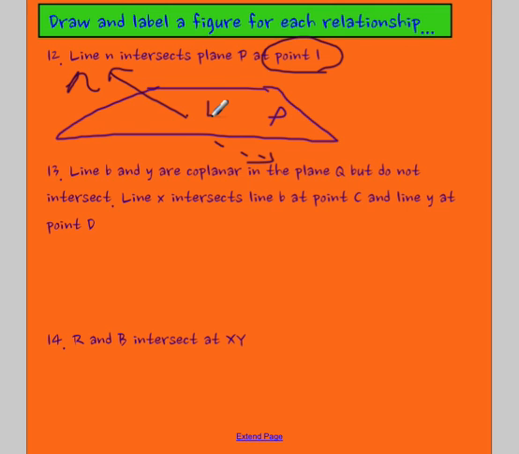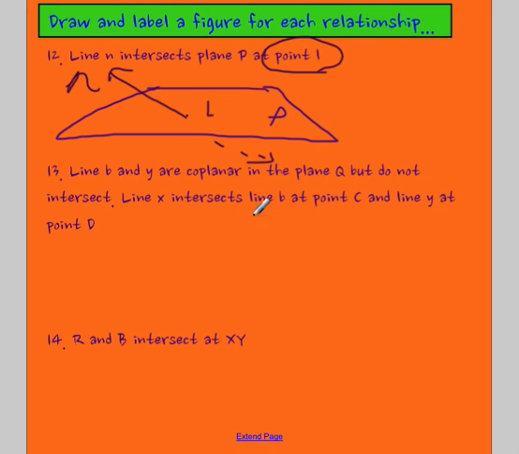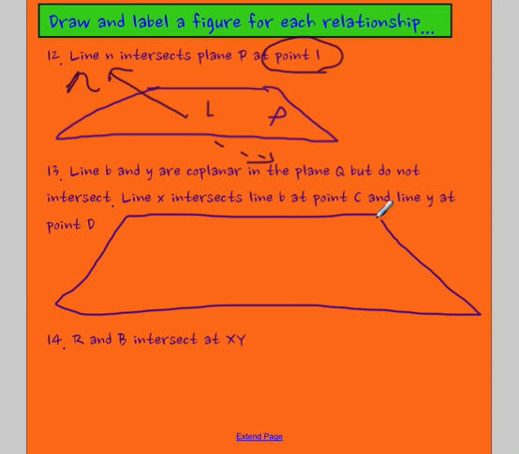So what I want you to do is let's get number 13 started. Line B and Y are coplanar in plane Q, but do not intersect. So first, let's draw that situation. Let's just draw a plane. Looks like we're going to need a plane. I'm going to start by drawing me a lovely plane.